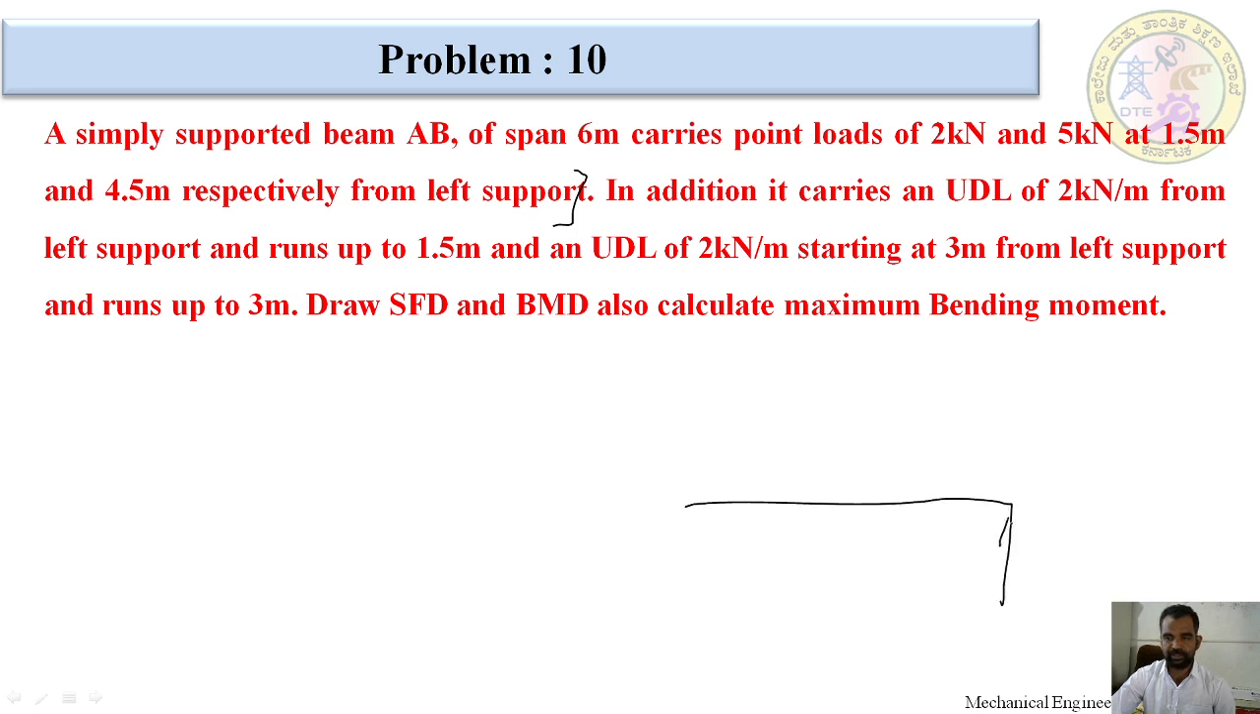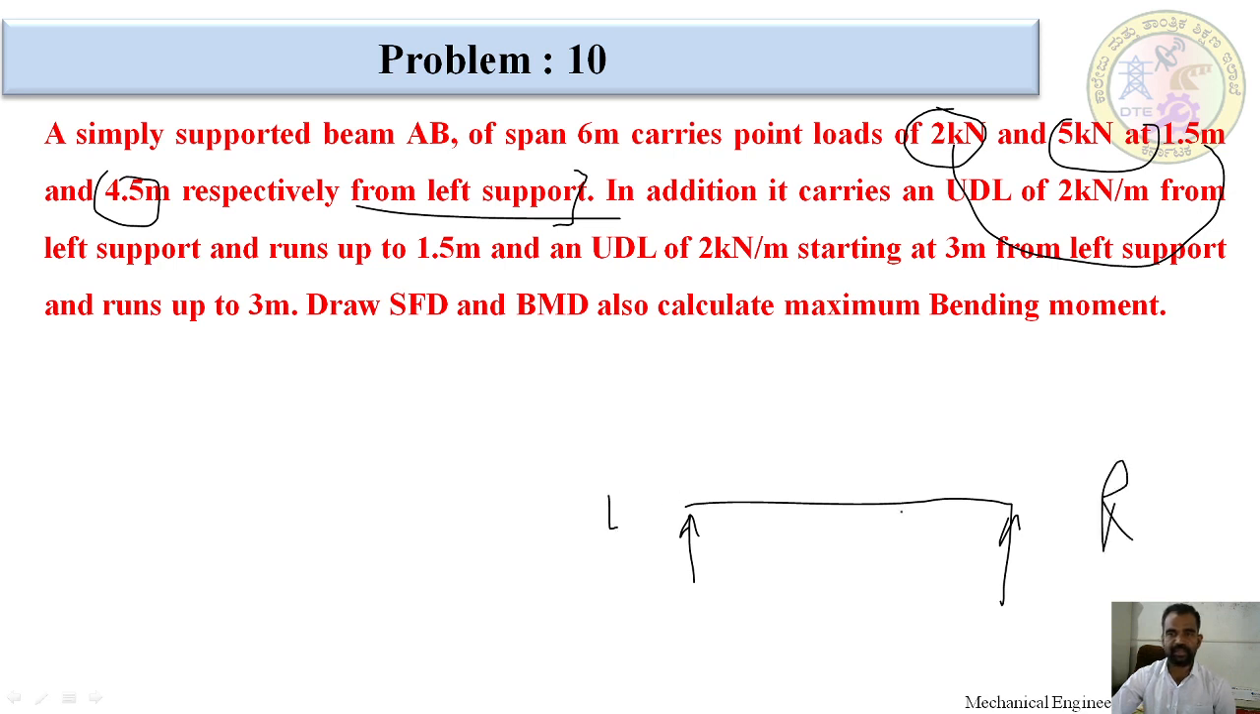First of all, they have given a simply supported beam. Roughly I am going to draw the point loads. They have given 2 kN at a distance of 1.5 and 5 kN at a distance of 4.5 from left support. This is left support, this is right support. From left support at a distance of 1.5 we have 2 kN and at a distance of 4.5 we have 5 kN.